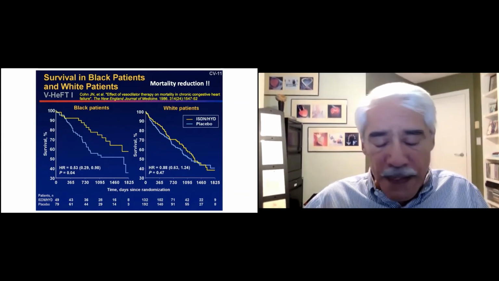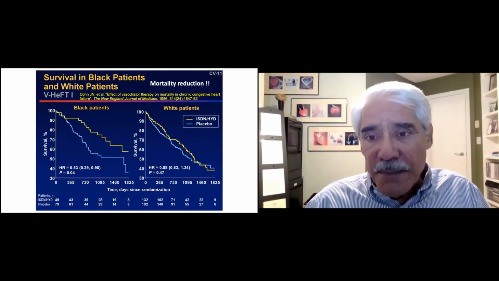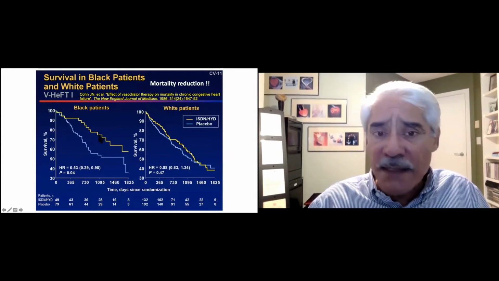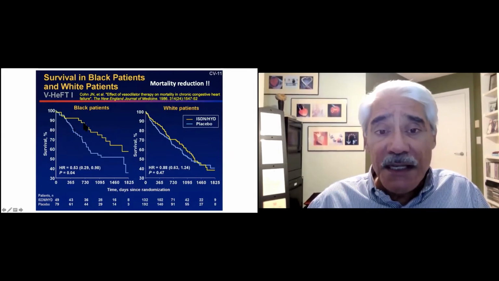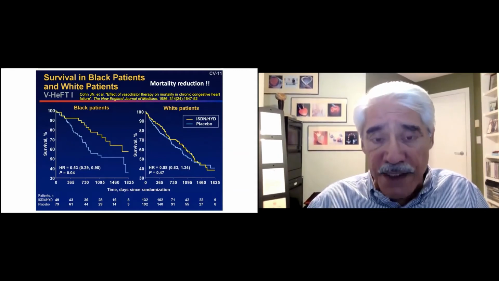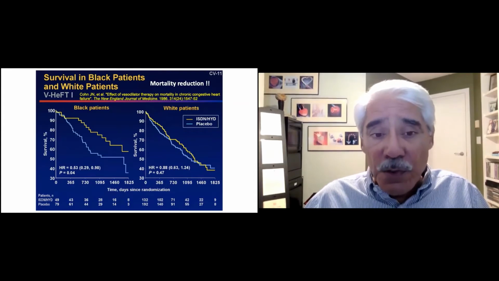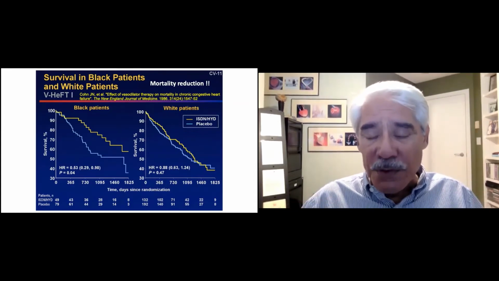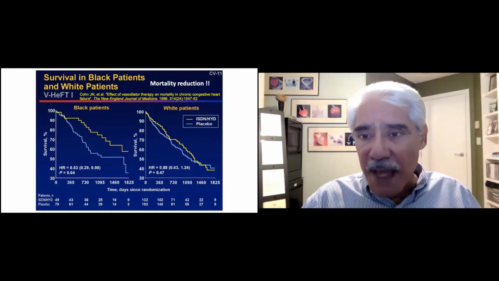and nitrates, and the mortality curves were essentially the same in both cases. Whereas in Black patients, there was a significant benefit of using hydralazine and nitrates in the patients who had heart failure. So it became clear that there was a racial response that was different in Black patients versus white patients.